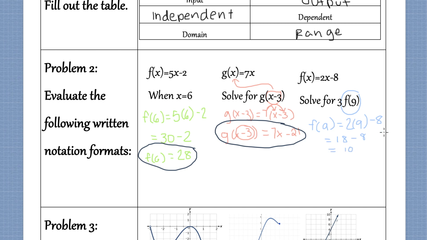And so now we have what f of 9 would be equal to, but we had the 3 in front of the f of 9. And so what we're going to do is that we're going to take this and we're going to multiply the value of f of 9 by 3. And so 3 times f of 9, which is 10, is equal to 30. And so our answer for this equation would be 3f of 9 is equal to 30. And that would be our answer.